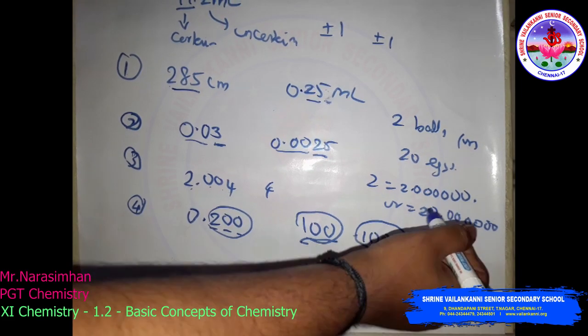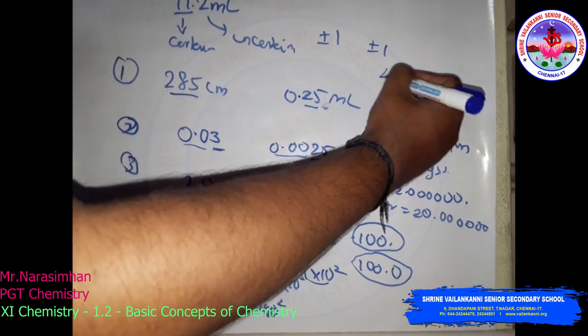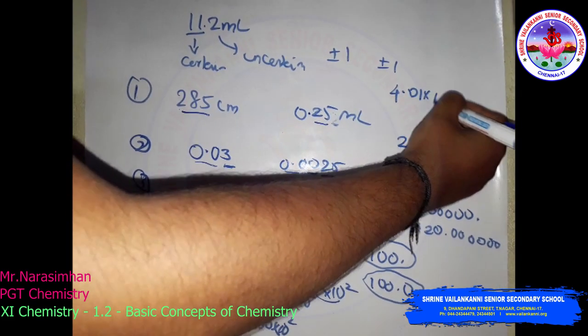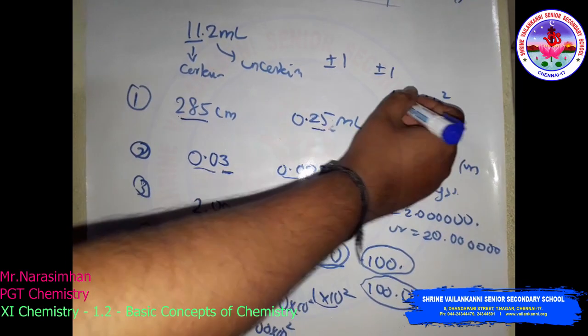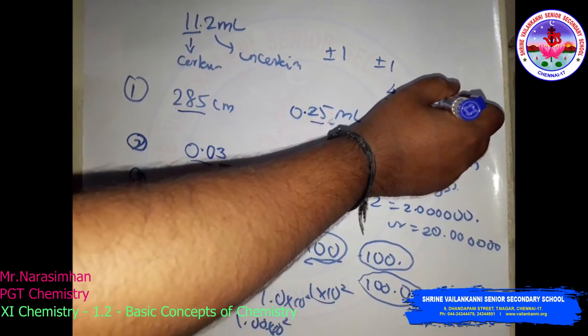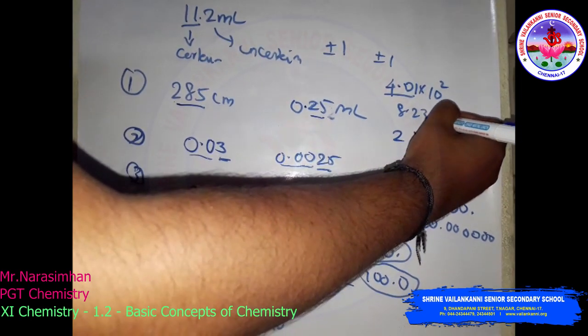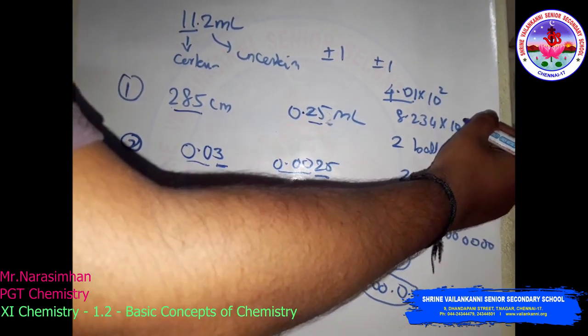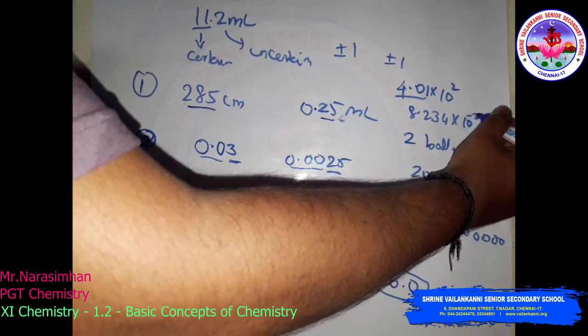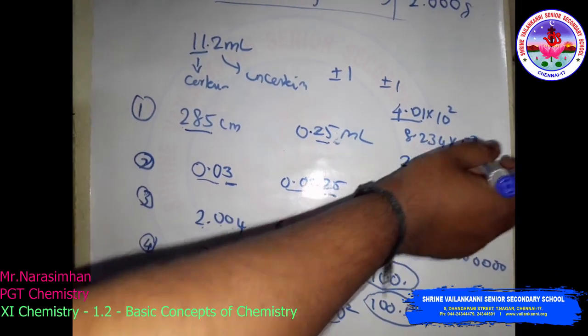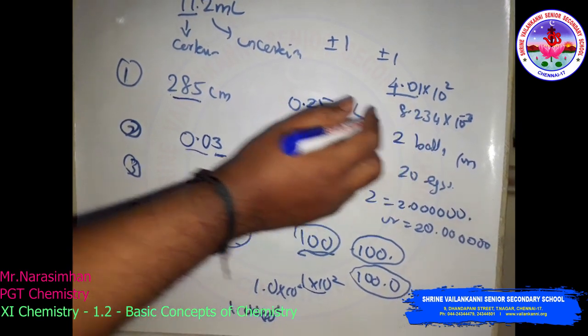In scientific notation, all digits are significant. For example, 4.01 times 10 power 2: you have to count 3, so this is 3 significant figures. And 8.234 times 10 power minus 3 will become 4 significant figures.